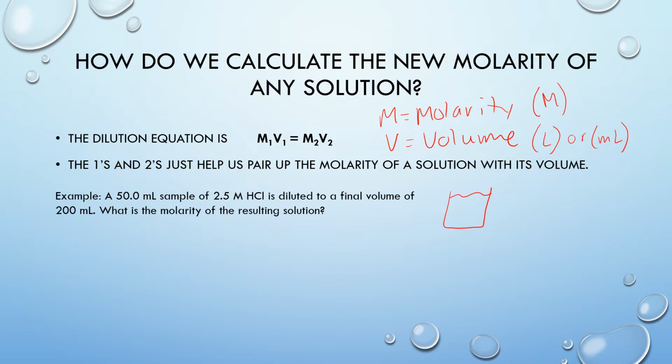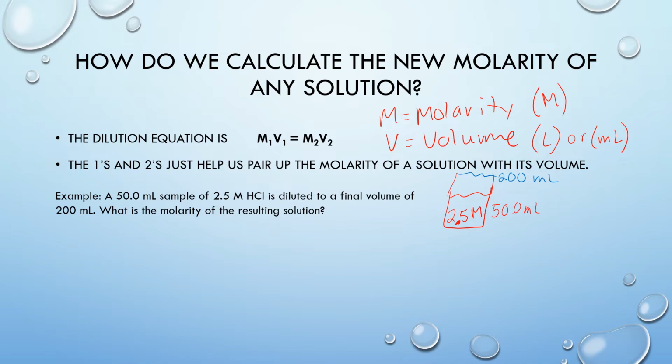We've got a container. We've got 50 milliliters of solution in it. So that's our volume marking on there. And it has a 2.5 molar concentration. All right, so 2.5 moles per liter. Now, we are going to add more, so let's pretend this container is bigger. We're going to add more liquid to it until it reaches a new volume of 200 milliliters.